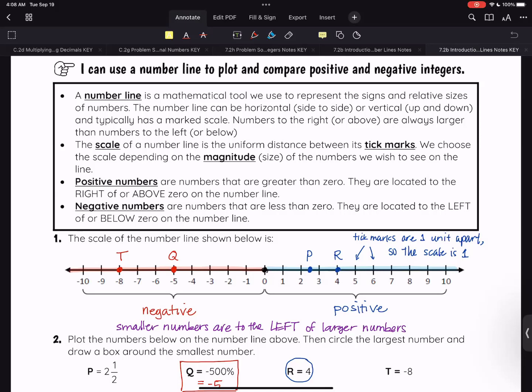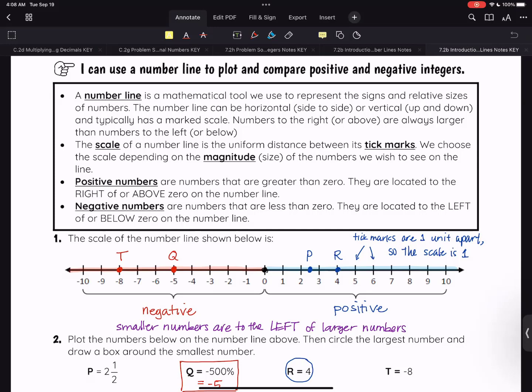This is the first success criteria of our second lesson, which is I can use a number line to plot and compare positive and negative integers. We've been working with positive and negative integers already with our two color counters, but now we're going to use another tool, and this is a tool that will continue through the rest of your mathematical career, and it is called a number line.